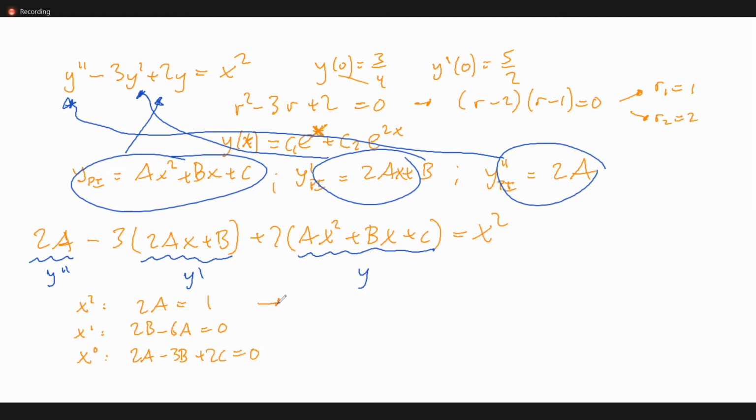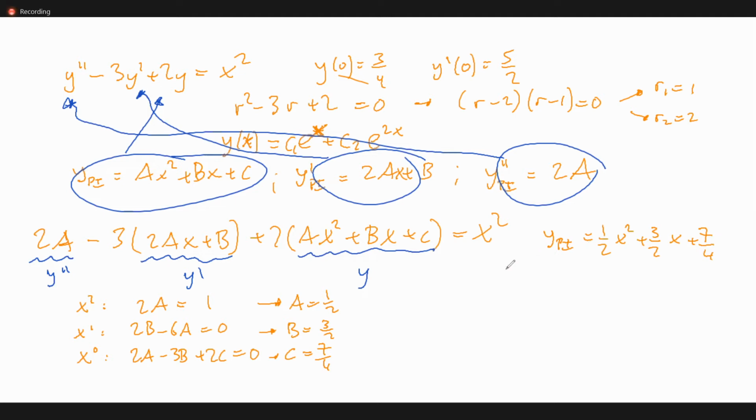So the first equation gives us a equal to 1 over 2. The second gives us that b is equal to 3 over 2. And from the third one, we find that c is equal to 7 over 4. So the solution of the particular integral is 1/2 x squared plus 3 over 2x plus 7 over 4.